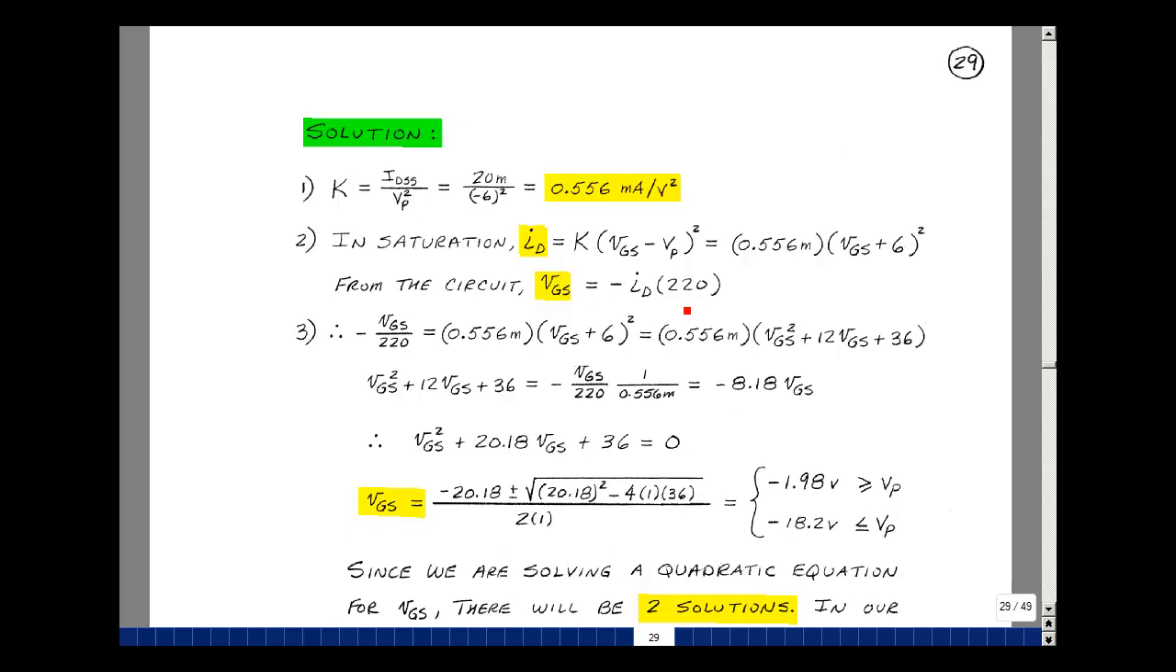Let me solve for the gate source voltage by taking this first equation, which is here, and substituting in for the value of I sub D from this equation, which is the gate source divided by 220 with a minus sign.